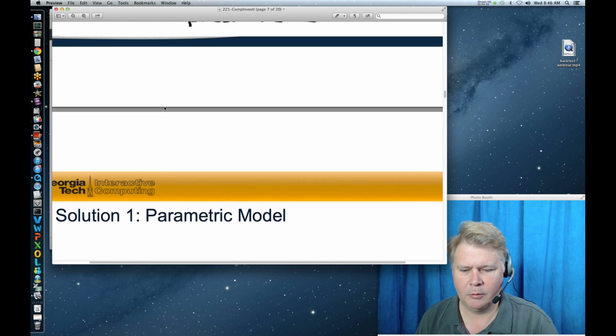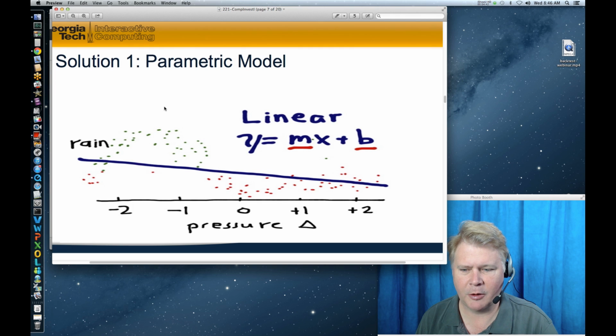Now, we can model this. Let's think about what a model might look like. Here's an example of a linear model. It's represented by that blue line there, and it's a simple model which says Y, in other words our predicted amount of rain, is equal to mx plus b. So remember, x is the barometric pressure, and b is essentially how high up or down that line is.